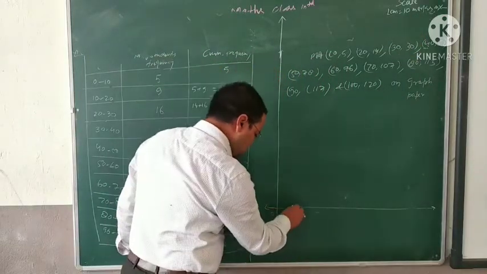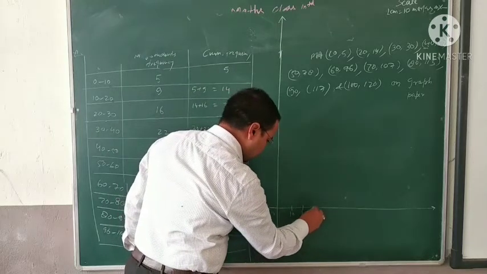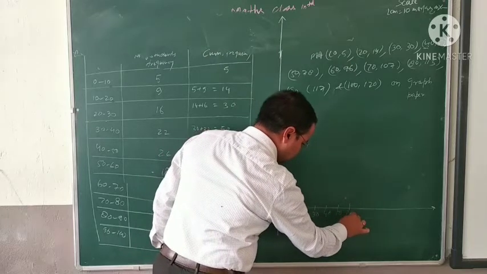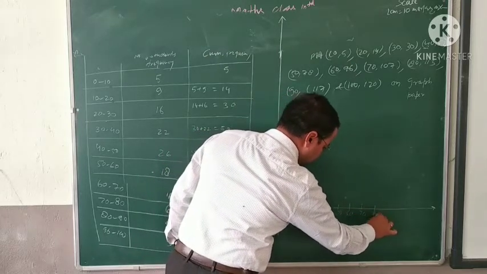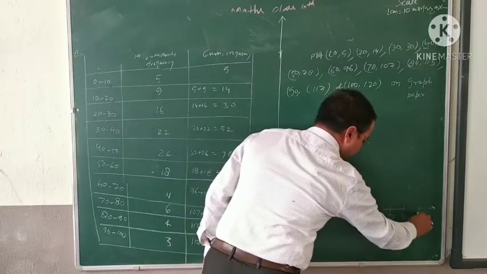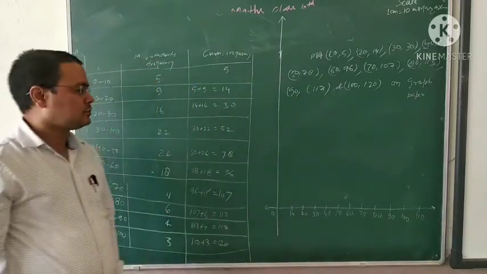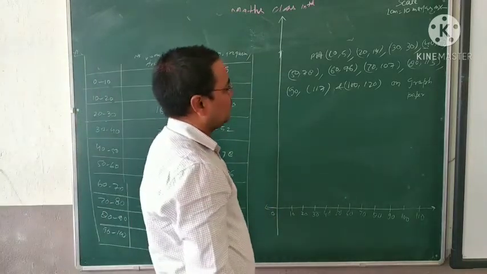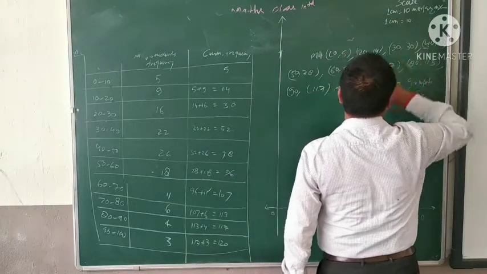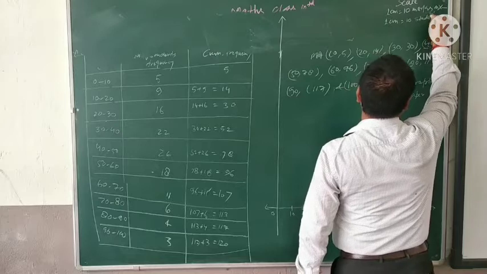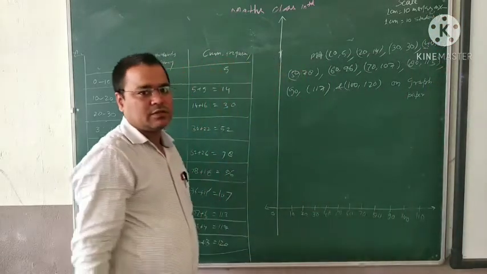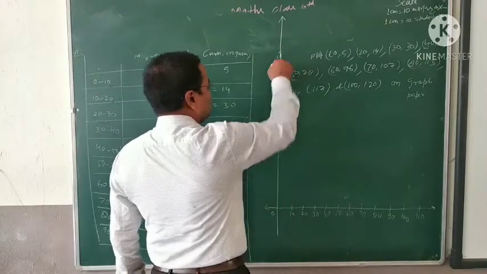Here 0. After that we write 10, 20, 30, 40, 50, 60, 70, 80, 90, and maybe 100. Okay. After that, on the y-axis, what do we do? 1 centimeter is equal to 10. On the y-axis, we will do it like this.